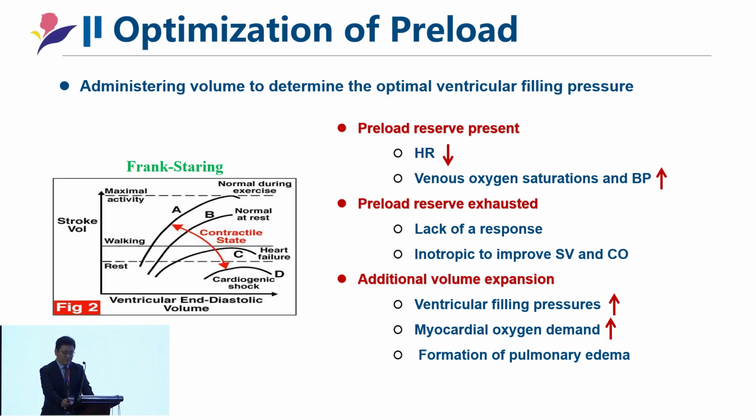Assessing the heart's position on the pressure volume curve is key to determine the optimal preload. A positive response to fluid, such as decreased heart rate or improved blood pressure or venous saturation, indicates the preload reserve. No response suggests cardiac reserve exhaustion and the need for inotropes. Further fluid only raises filling pressures, increases oxygen demand, and causes pulmonary edema.